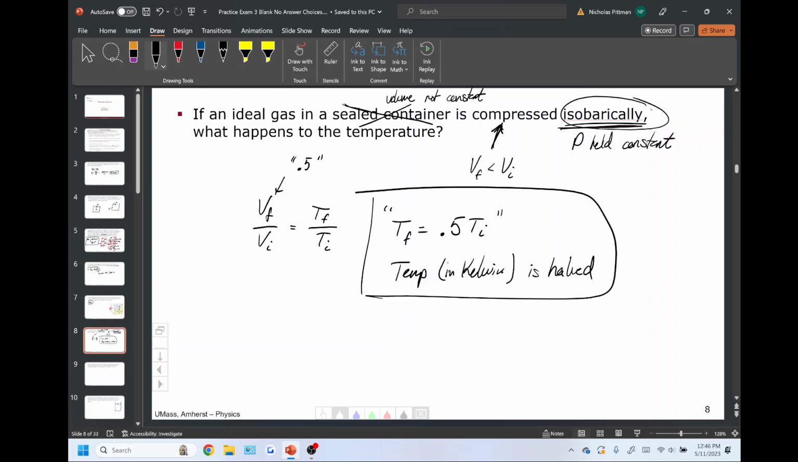And this sort of makes sense. If you squeeze the gas down, it's going to try and push harder. So you need to cool it down in order to keep the pressure constant. So that sort of makes sense intuitively.